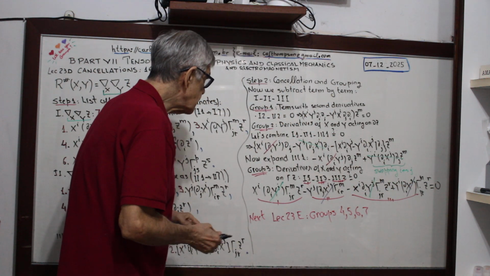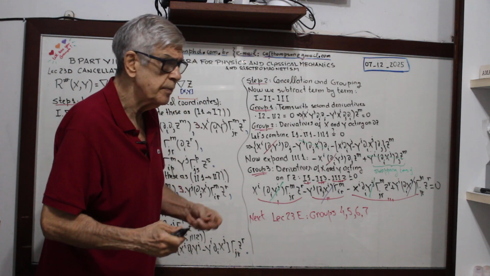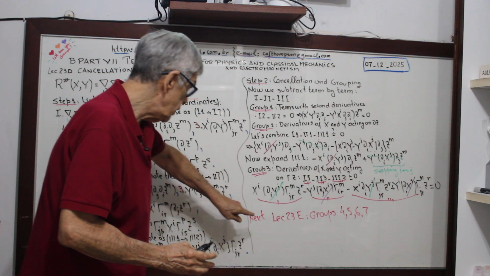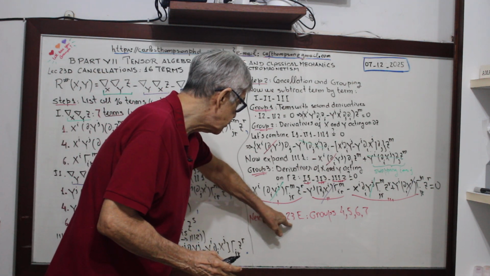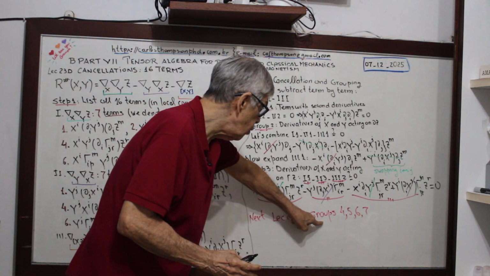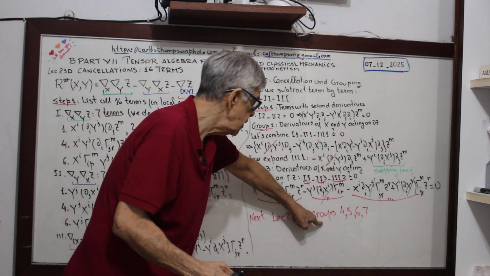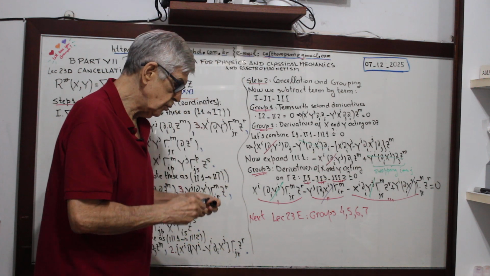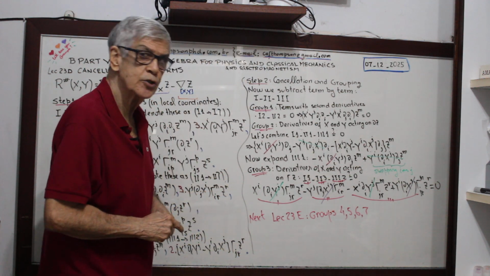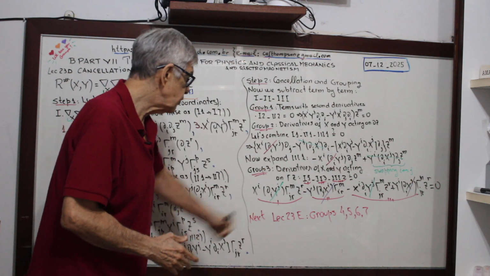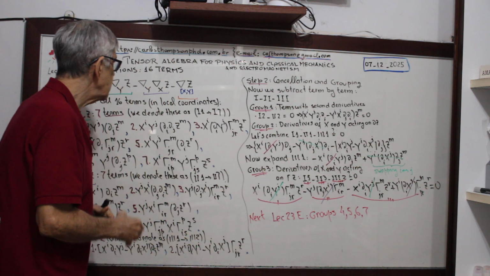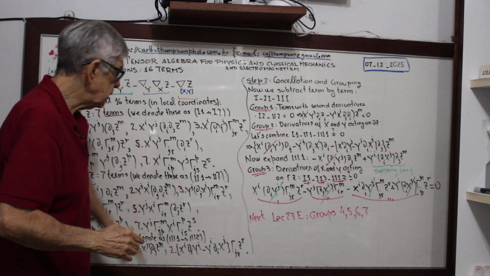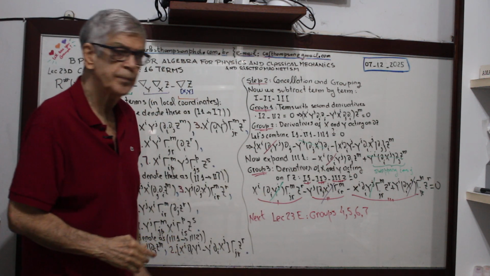You see that I'm organizing the cancellations. Now let's move to lecture 23E. The groups will be formed, group 4, 5, 6, and 7, and you see the cancellation when it's possible. So let's quit here, and the next lecture will be lecture 23E. That's it.